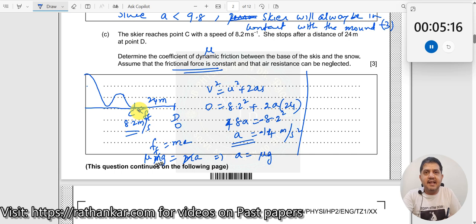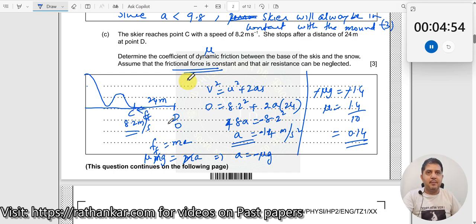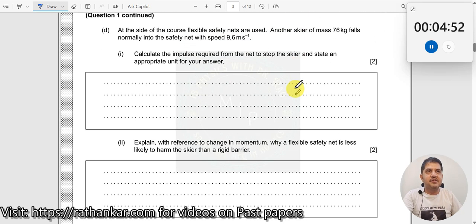And what is the direction? Direction is in the opposite direction. So I will get minus mu G here, right? Minus mu G here. So I will equate these two. When I equate this, I get minus mu G is equal to minus 1.4. Then mu should be equal to, negative cancels, 1.4 by 10, which is equal to 0.14. The value of mu is equal to 0.14. Okay, let us move on to the next question.